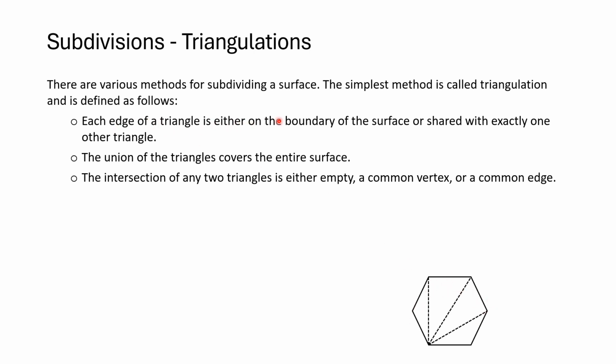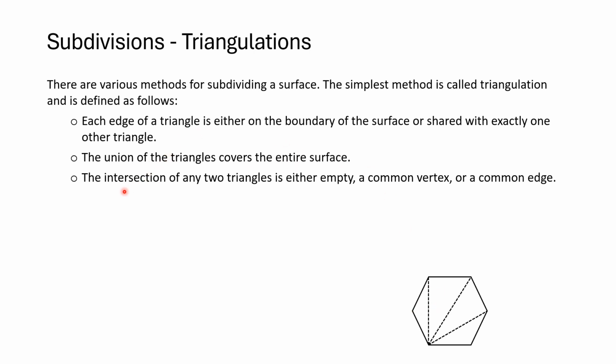The edge of each triangle is either a boundary of the surface or shared with exactly one other triangle. So for example, this edge is a boundary of this triangle, and this edge is a boundary also of the surface. But then this edge here is shared with this triangle.